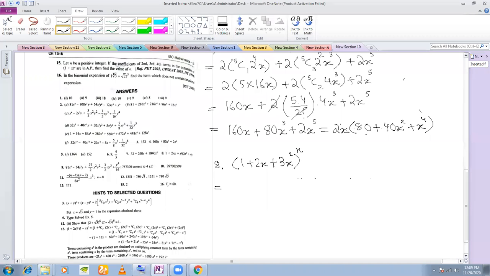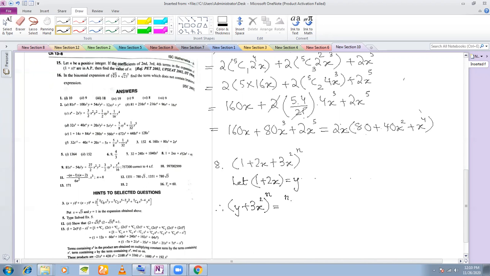So what you do here is, let us assume 1 plus 2x is equal to y. So therefore, what does this become? This becomes y plus 3x square whole to the power of n. Now this becomes a binomial. Now we can expand this, and till what we have to expand? You will have to expand only till the power of x is 2.